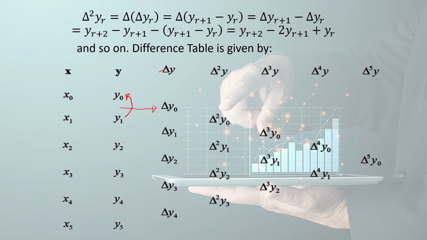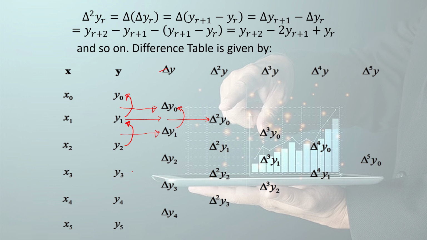Then we find the difference of y2 and y1, and the value will be placed between them. And for the second order, we find the difference of these two, and we would place between them such that it is aligned with y1. And there is a proper way to do that, and there is a proper reason why we do that.